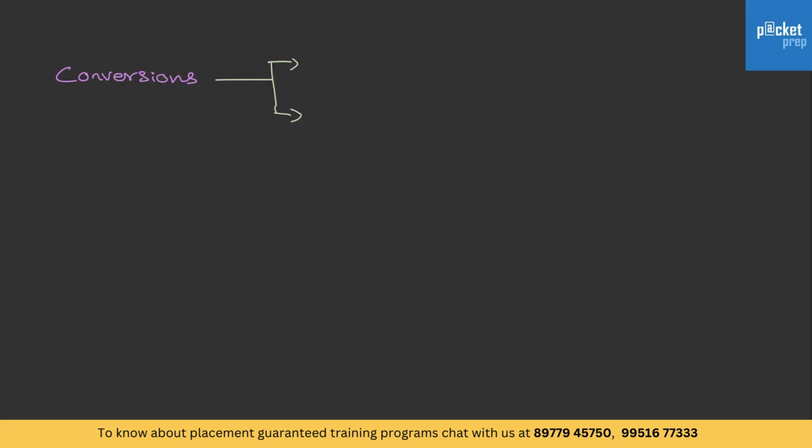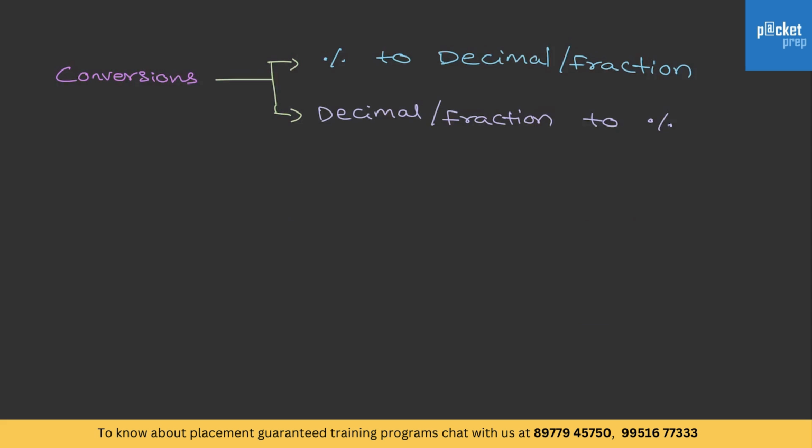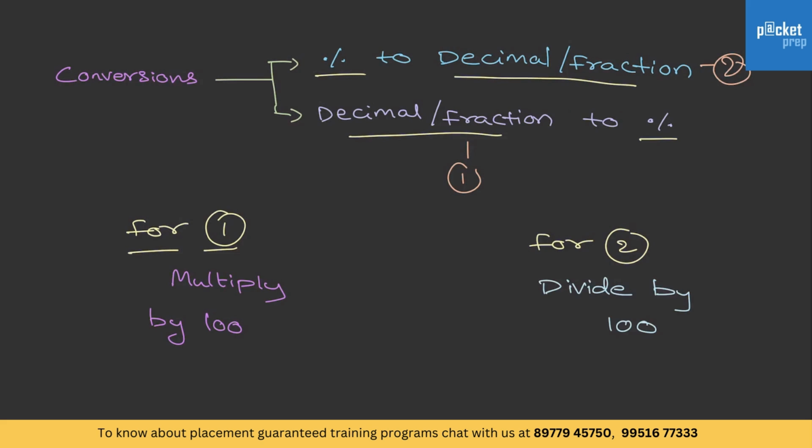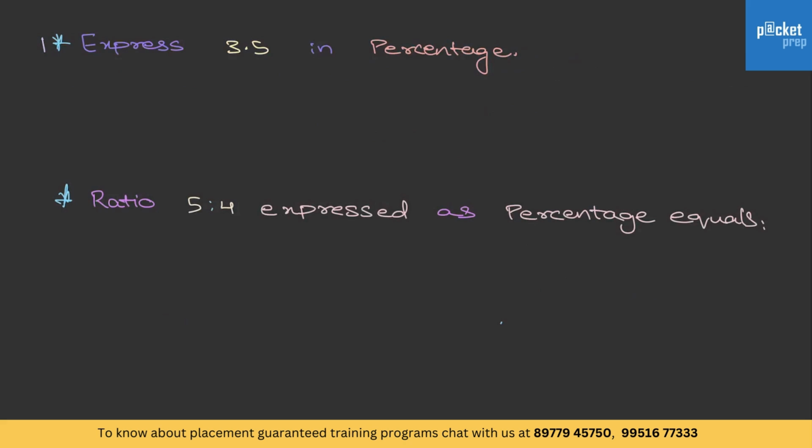In these conversions, what kind of conversions are involved? Decimal or fraction to percentage, and percentage to decimal or fraction. Let this be case 1 and this be case 2. For case 1, that is to convert decimal or fraction to percentage, multiply by 100. And for case 2, that is converting percentage into decimal or fraction, divide by 100. In case 1, questions will be of this form. In the first question, they've asked us to express 3.5 in terms of percentage.